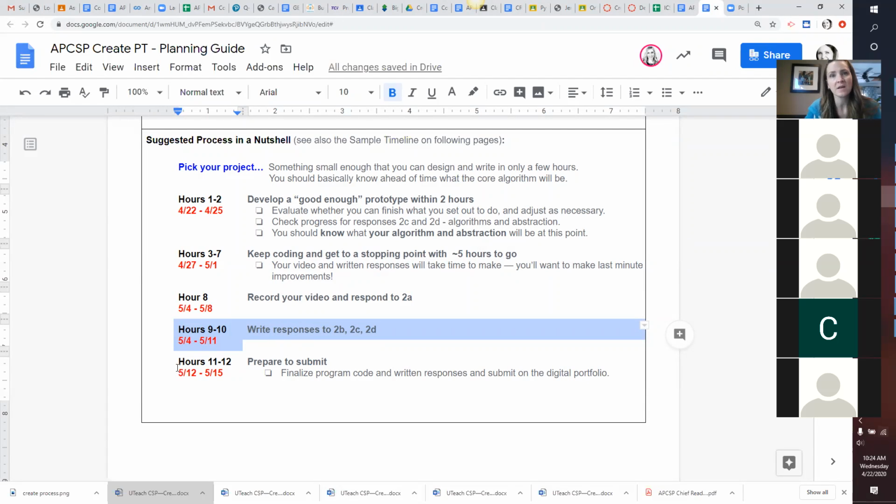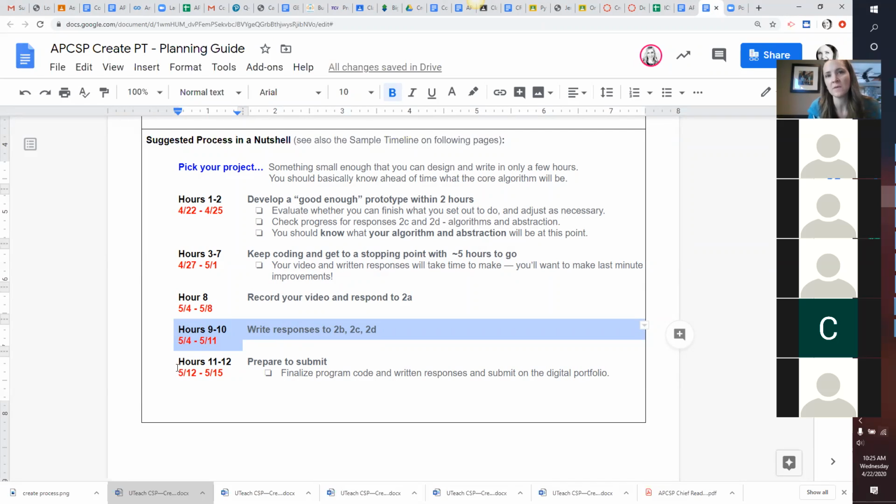So do not go nuts trying to code and make this perfect program and then just blow off the writing at the very end. Like, I need to make my coding perfect, and then I'll just do the writing at the last minute. That's the opposite of what you want to do.